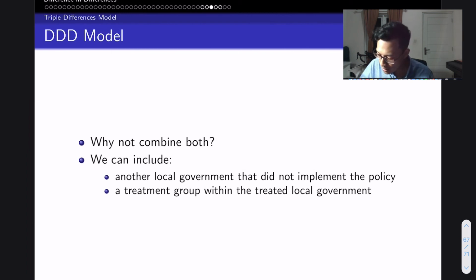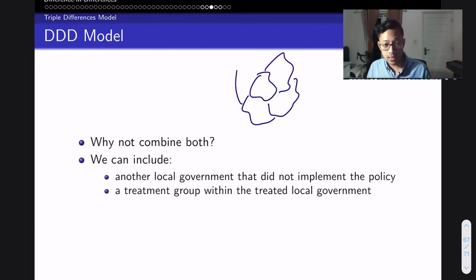The second DID method is that you have this local government, and perhaps you can observe an adjacent local government, and the adjacent local governments also have poor and non-poor subpopulations. So you can evaluate using DID with the poor subpopulation in your local government and the poor subpopulation in the other local governments. That's the second DID.